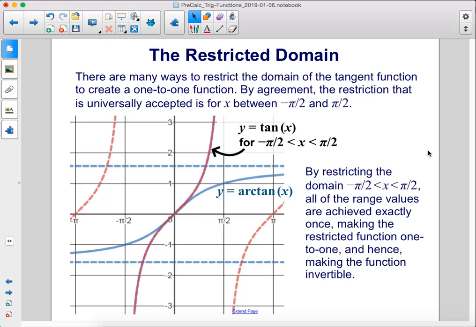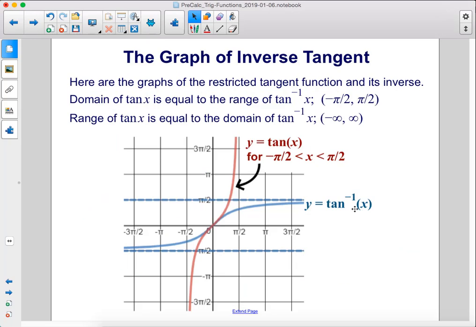There are many ways to restrict the domain of the tangent function to create a one-to-one function. By agreement, the restriction that is universally accepted is for x between negative pi over 2 and pi over 2. By restricting the domain for x between negative pi over 2 and pi over 2, all of the range values are achieved exactly once, making the restricted function one-to-one and hence making the function invertible.